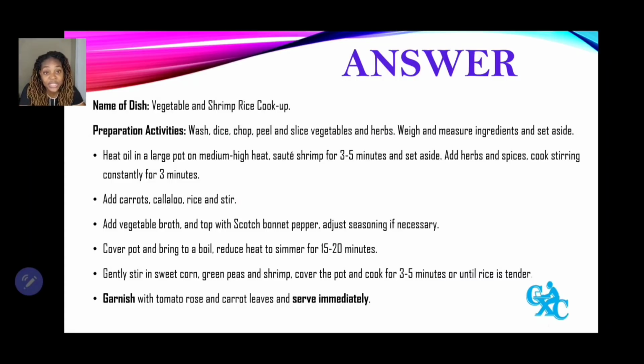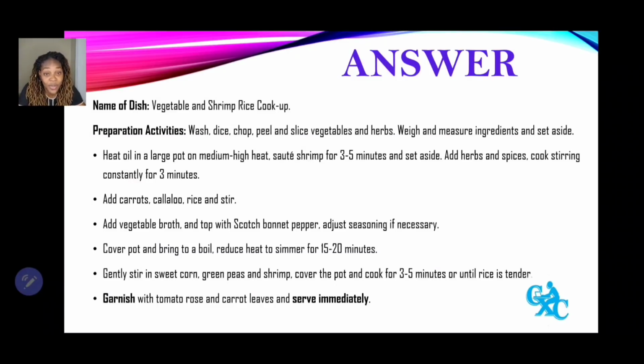So I name my dish, that's 1 mark. I outline my pre-prep activities, that's another mark. Now I'm moving on to my procedure, that is also another mark, right? So let us see what I have here. Heat oil in a large pot on medium-high heat. Saute shrimp for 3 to 5 minutes, set aside. Add herbs and spices. Cook stirring constantly for 3 minutes.